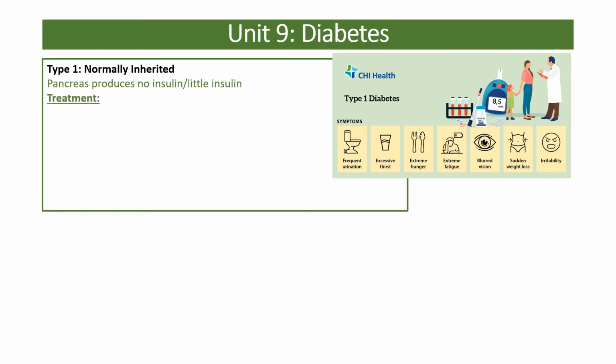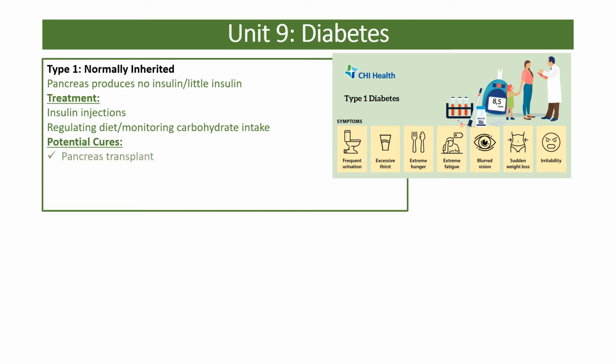The treatment for type 1 diabetes is insulin injections. If you're not producing it, it makes sense to inject it into yourself. And they are looking at things like insulin inhalers these days now to try and stop you having to use injections. Also, you would have to control your diet and monitor your carbohydrate intakes. We're looking at, there are some cures, some of them not that successful, and there are some potential increased chances of cures in the future.